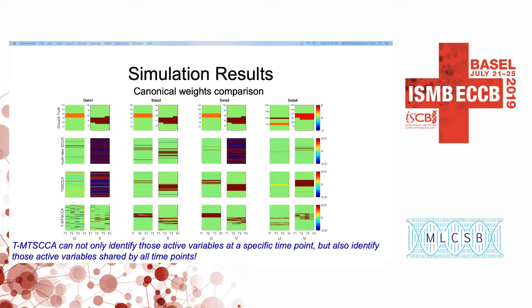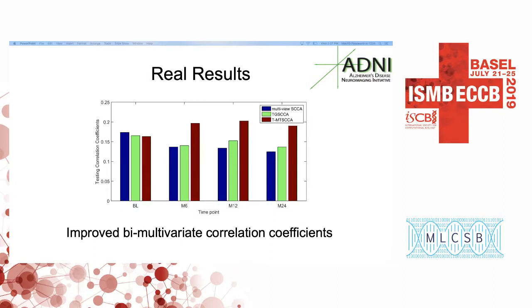This figure shows the feature selection results. The first row shows ground truth, followed by 3 rows corresponding to 3 methods. Our method's results are at the bottom. We can see that our method can not only identify those active variables at a specific time point, but also identify those active variables shared by all time points.